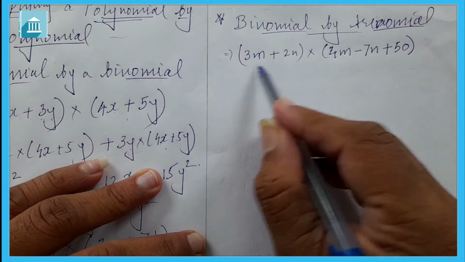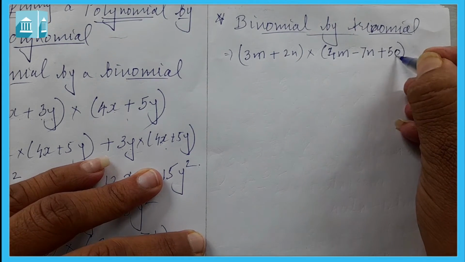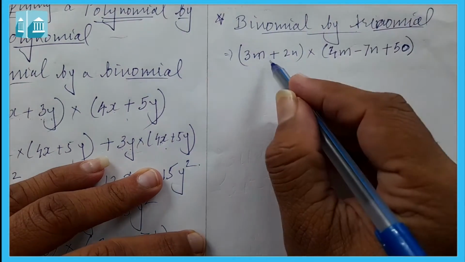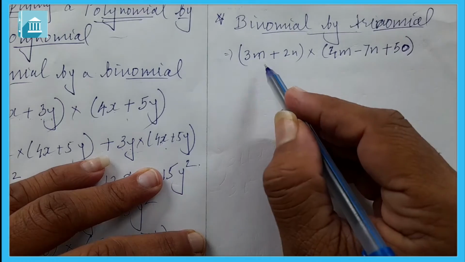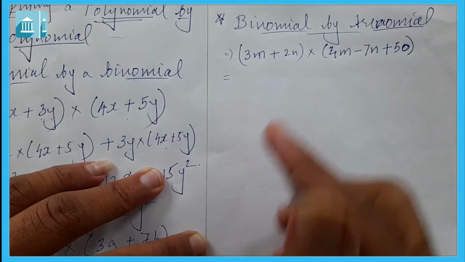3m plus 2n, this is the binomial. Here 4m minus 7n plus 5o, this is o, not 50. So this will be a trinomial. Here it is a binomial, here it is a trinomial. Multiplication of binomial by trinomial. Here also we need to do the same thing as we had done here.